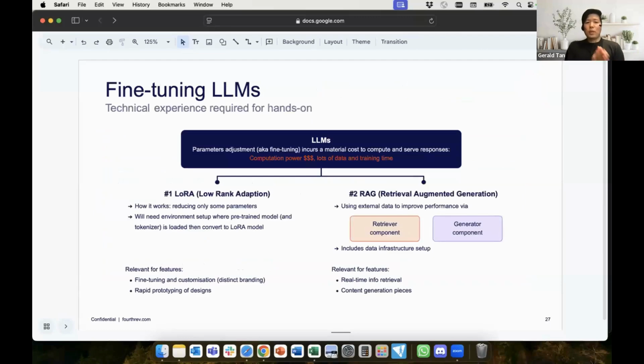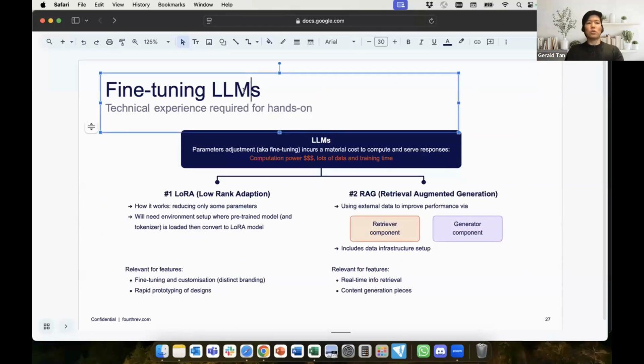Now, with that, I'm going to come to a bit more complex topics. I just want you to listen, because these are relevant to you, but they require quite a bit of experience from a technical perspective. I'll just go high level, why you want to fine tune your LLMs.